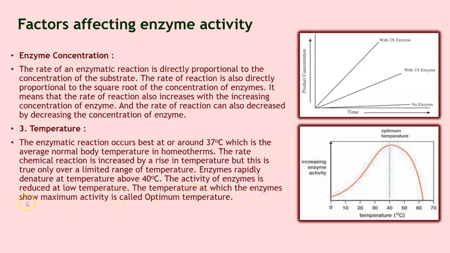The temperature at which the enzyme shows maximum activity is called the optimum temperature. So you can see, with an increase in temperature, you have an increase in enzyme activity till it reaches its optimum temperature, which is around 40 degrees Celsius. And beyond that point, if the temperature increases further, then the enzyme activity falls down drastically.